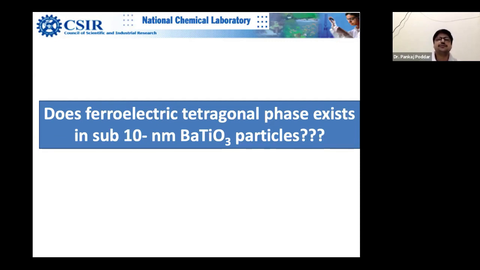So this was the question we asked. We wanted to answer using fundamental chemistry: does the ferroelectric tetragonal phase exist in sub-10 nanometer barium titanate nanoparticles? Barium titanate in bulk shows ferroelectric properties, and it is known that from bulk to nano, the material undergoes a lot of changes in physicochemical properties. Bulk barium titanate is tetragonal in its crystallinity, and when you reduce the particle size, the tetragonal shape changes to cubic. So there is a change in symmetry, going from lower symmetry to higher symmetry.